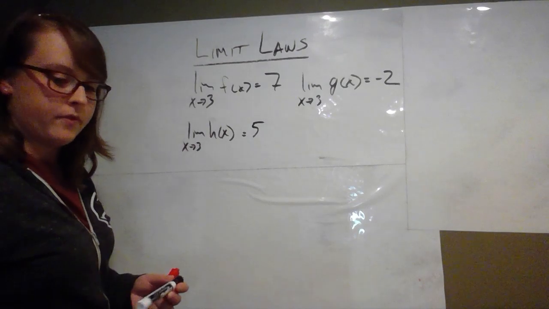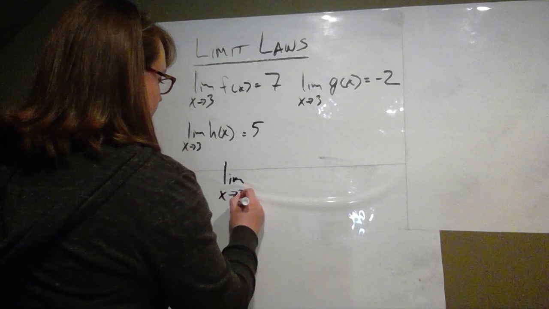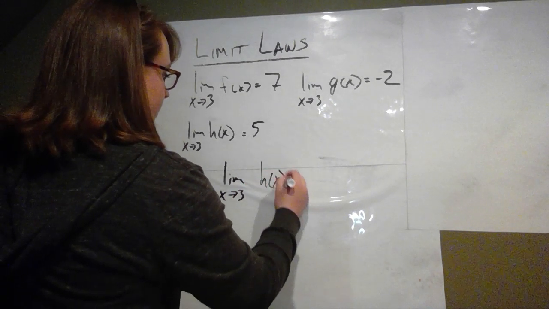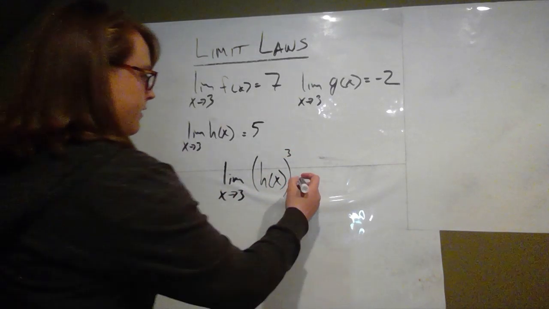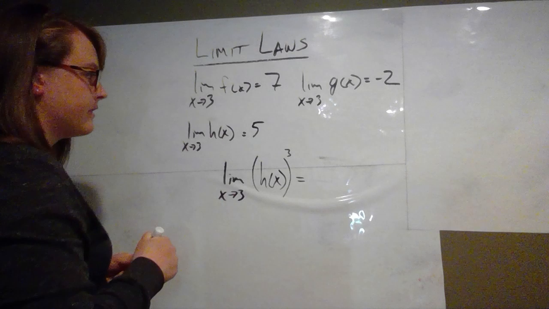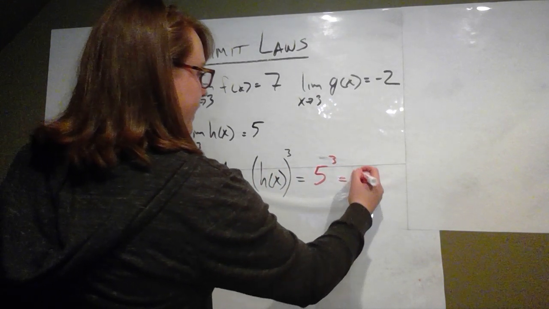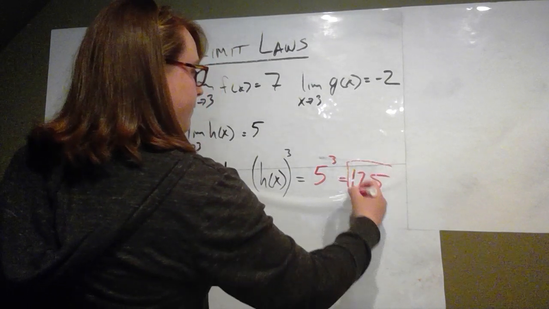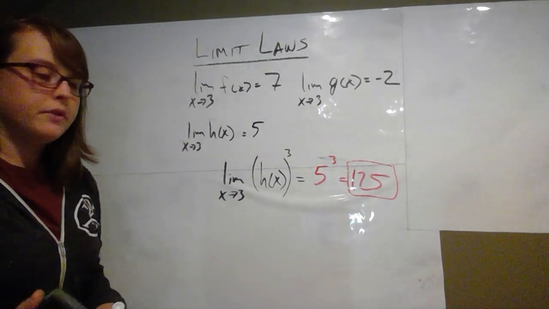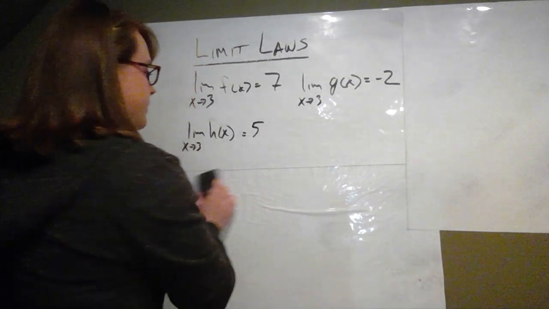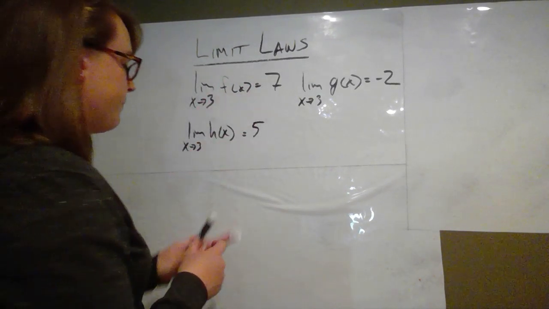All right, let's do one with an exponent. Let's do the limit as x goes to 3 of h of x cubed. Then we just take the limit of h of x, which was 5, and we put it to the third power, and we get 125. All right, we'll do 2 more. We'll do a root, and then we'll do one with all 3 of them.